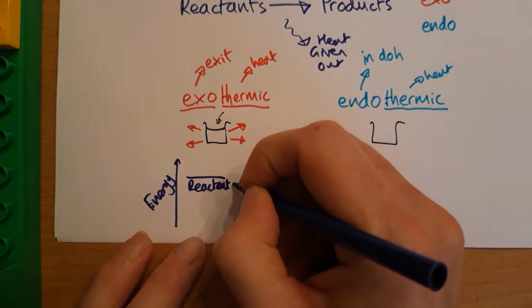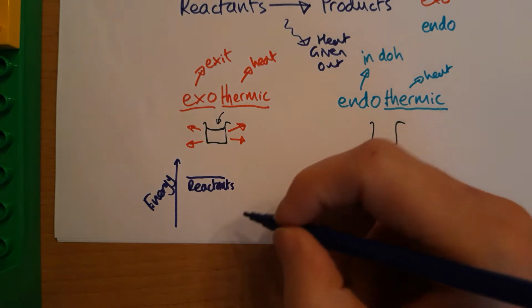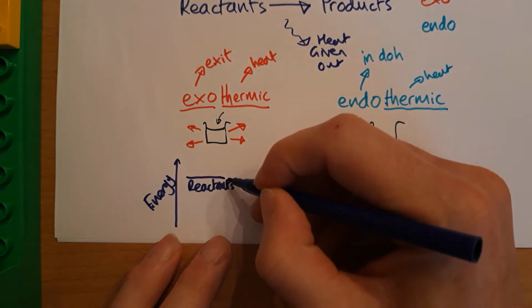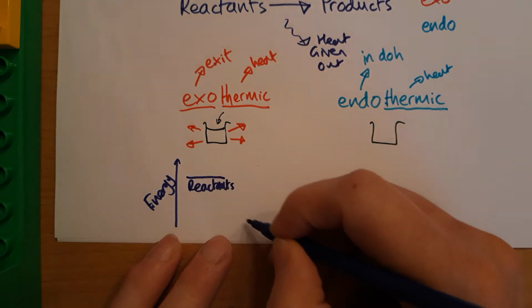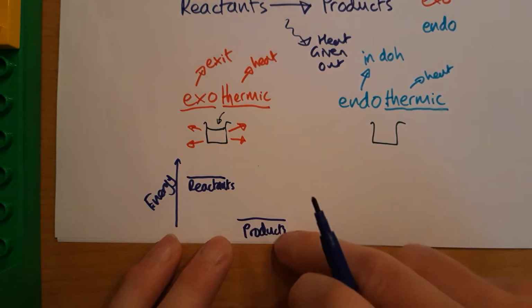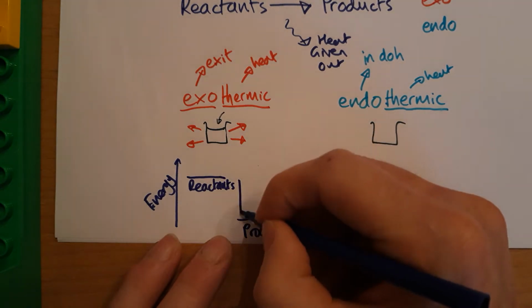So the reactants in any chemical reaction have a set amount of energy, and in an exothermic reaction, the reactants lose energy to the surroundings. So if something loses energy, at the end of the reaction, if you have a look at this, the products have got a lower energy than the reactants. So energy has been lost.